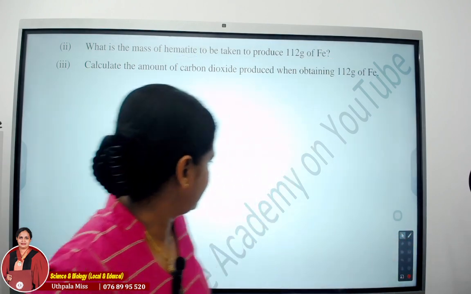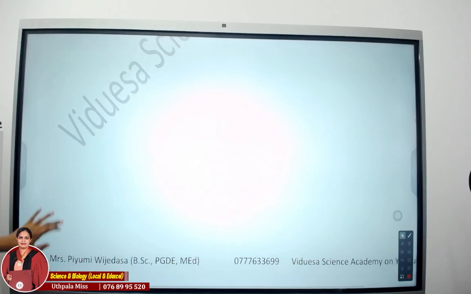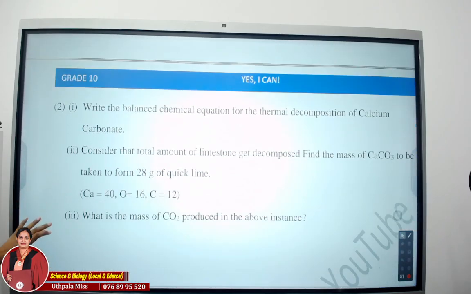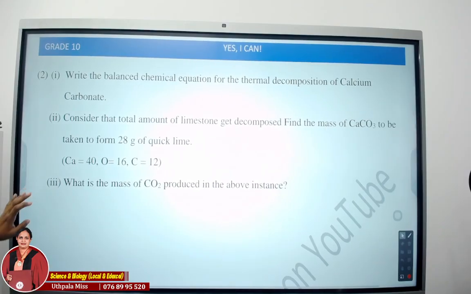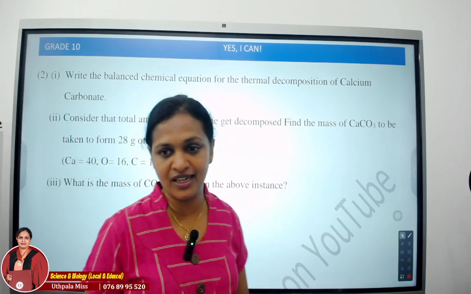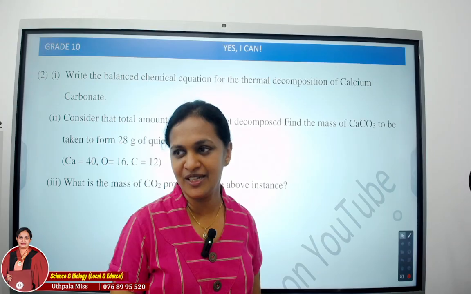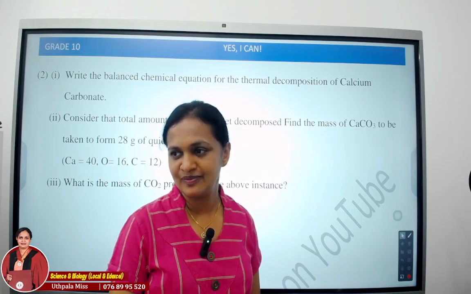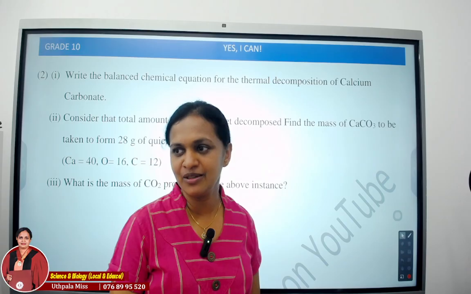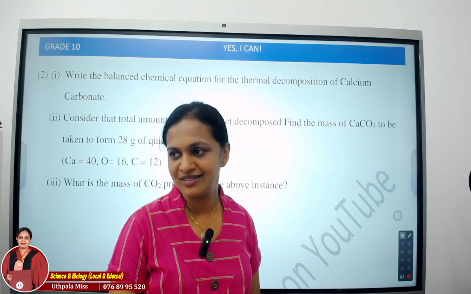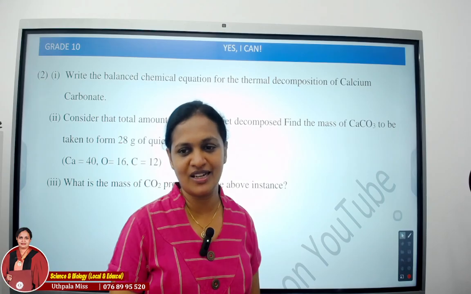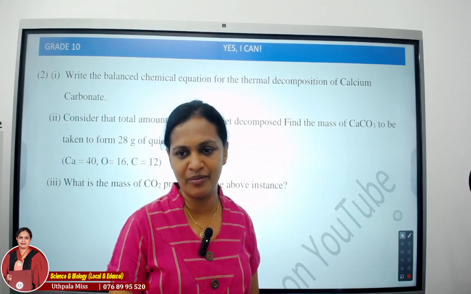I think I have given one more next, yes. Let's try it on our own. Write the balanced chemical equation for the thermal decomposition of calcium carbonate. Last week we discussed this. What are the products, Ranu? Thermal decomposition of calcium carbonate. Calcium oxide and carbon dioxide. Yes, quicklime and carbon dioxide.